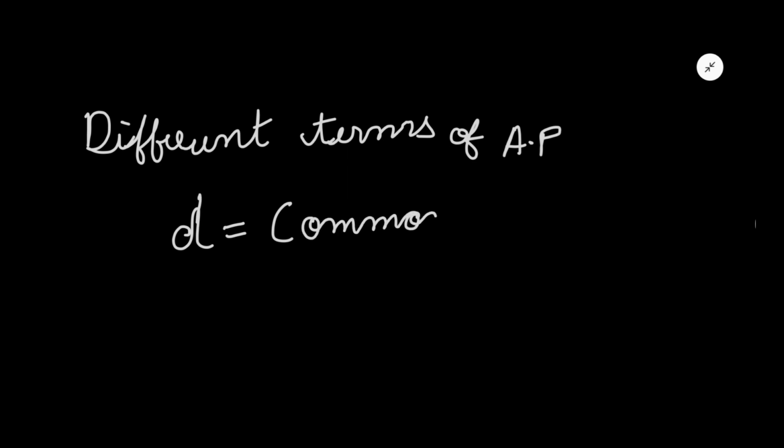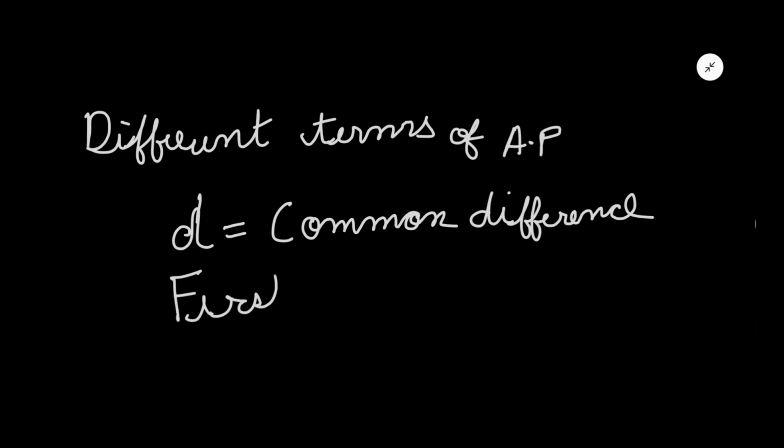Now let's talk about different terms of AP. So the difference between the consecutive terms is also known as D, which is known as common difference. And the first term of an arithmetic progression is designated as A1.